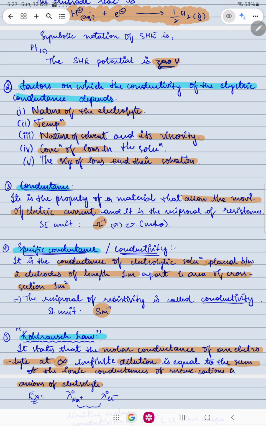What is Kohlrausch law? The Kohlrausch law states that molar conductivity of an electrolyte at infinite dilution is equal to the sum of the ionic conductances of respective cations and anions of the electrolyte. At infinite dilution, a lot of water has been added, so it's almost like there's no way it's going to conduct electricity; the molar conductivity will be equal to the sum of the ionic conductances of respective cations and anions of the electrolyte.